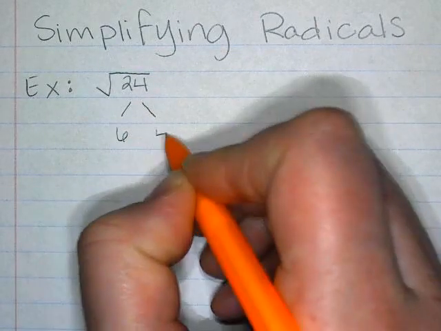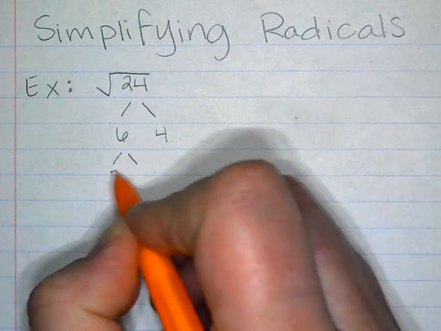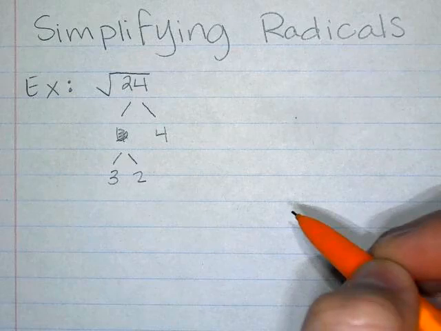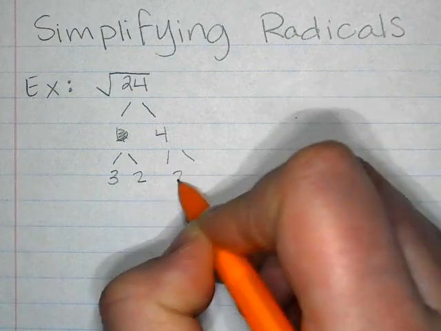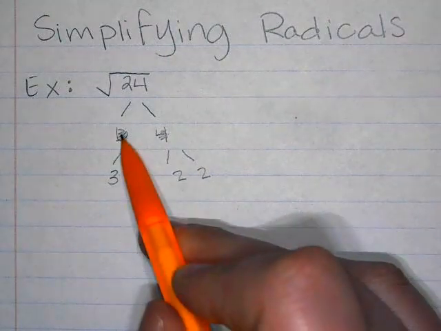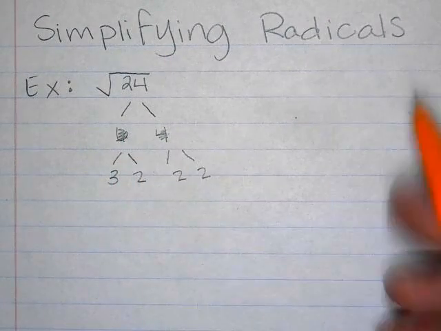So 6 and 4, okay. How can we break down 6? 3 and 2, okay, so I broke down the 6. How do we break down the 4? 2 and 2. I scribbled it out once I broke it down. So 6 and 4, and when I broke them down, I scribbled them out so I wouldn't use them again.